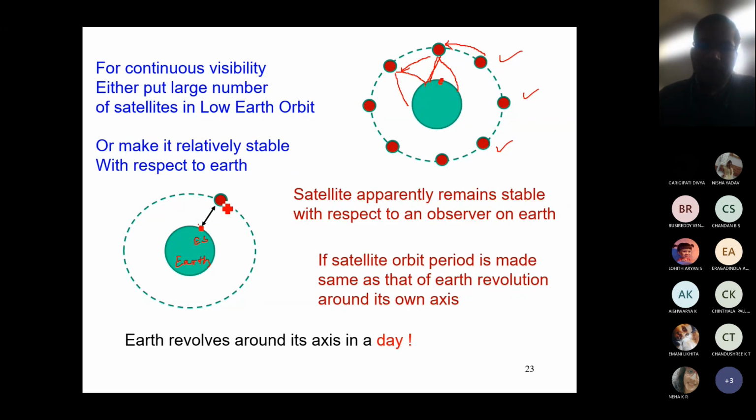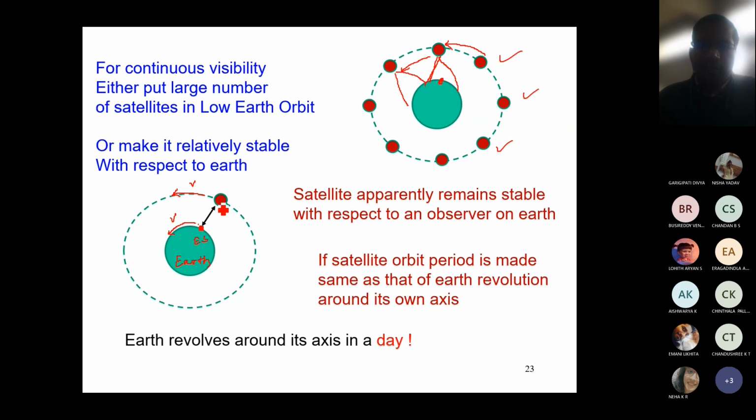So if the satellite rotates at the velocity which is equal to the velocity at which the Earth is rotating around itself, then only the relative stability can be established between the satellite and the ground station. So suppose this ground station is moving at a velocity v, and at the same velocity, if your satellite will move in its orbit, then these 2 points will be relatively stable, so that a continuous communication can be established between the Earth station and the satellite station. So this is one possibility.